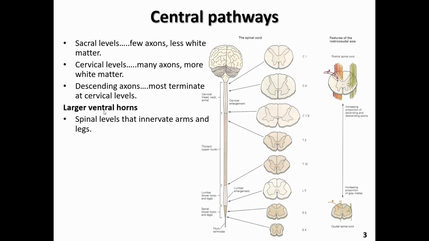In areas where we see relatively larger ventral horns, these are spinal levels that house motor neurons that innervate the arms and legs. So if we take a look at the cervical levels, for example, we see that the ventral horns take up more space than the dorsal horns. And that's considerably seen at C4 and C7, C8.